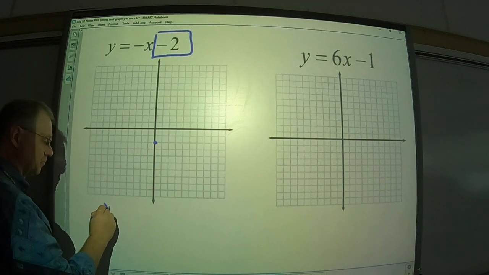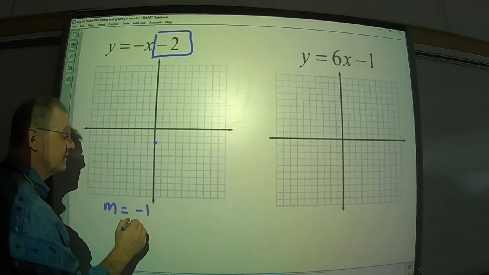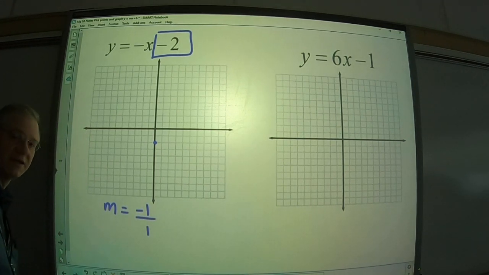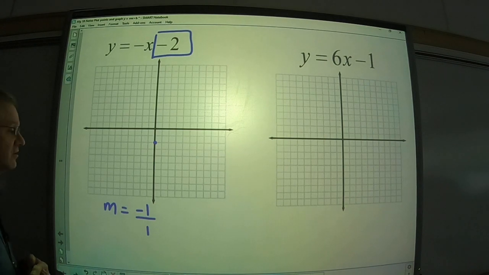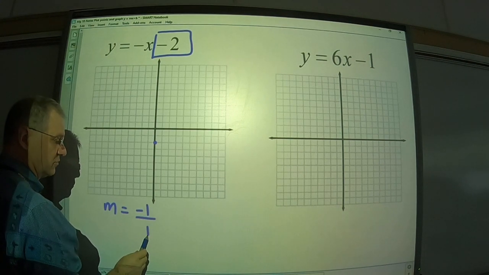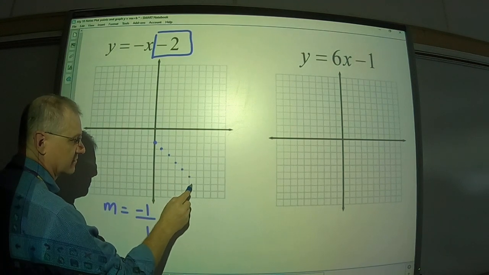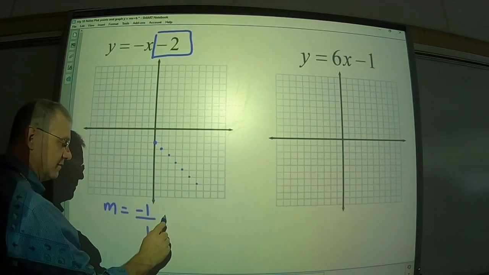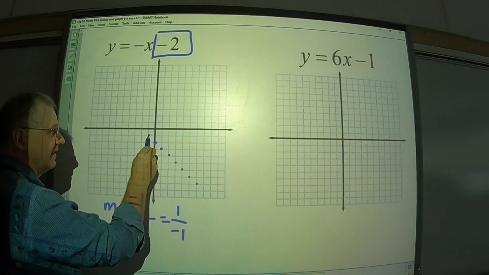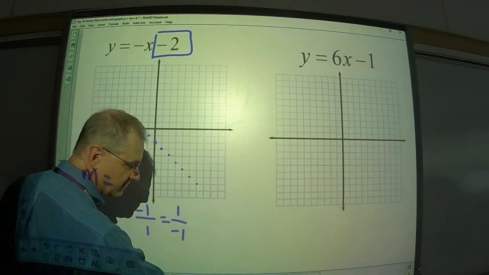And the slope in this case is negative what? Negative 1. It's understood to be a 1 next to that negative. And so I can put it over 1 to make it a fraction. And when I do so, every time I go down 1, that's the up-down part, now I have to go to the right 1. So down 1, right 1, and it continues like so. Or we could have written, that's the same as 1 over negative 1, right? So I could have gone up 1, left 1. You can see it follows the same pattern. So let's graph that.